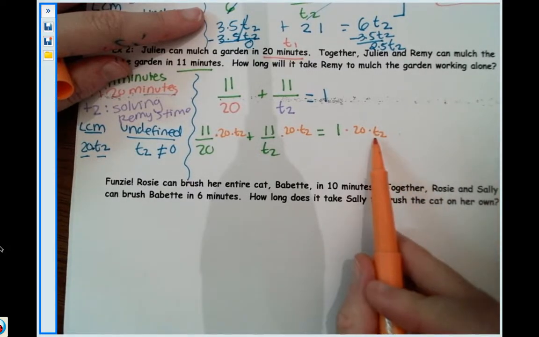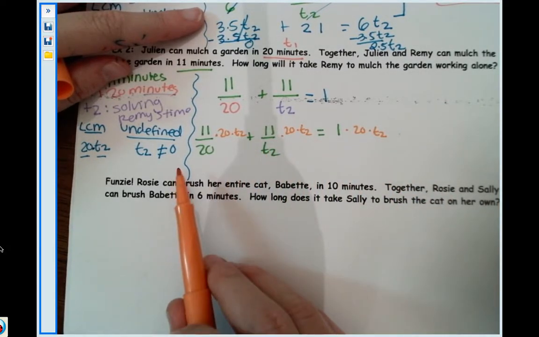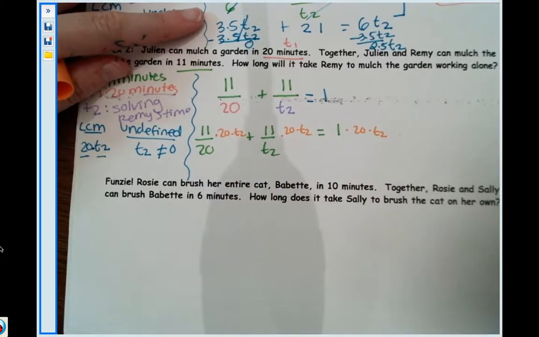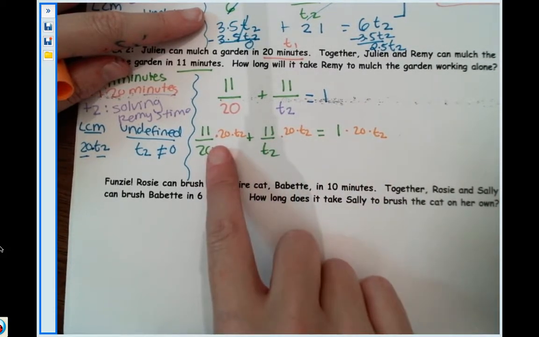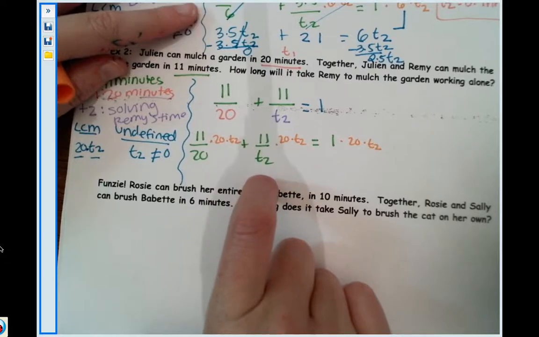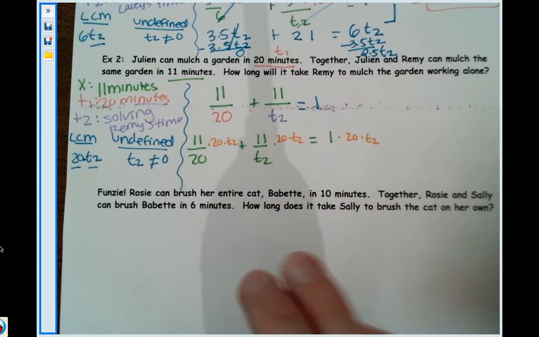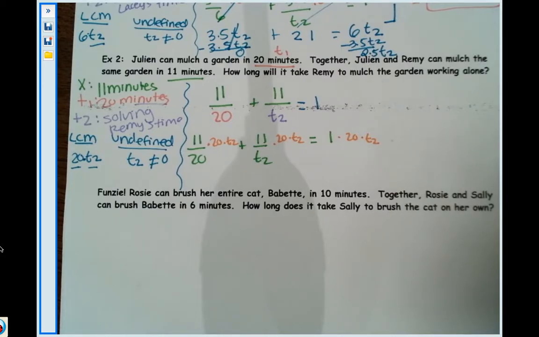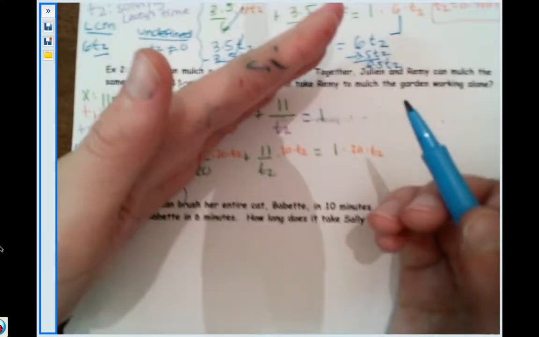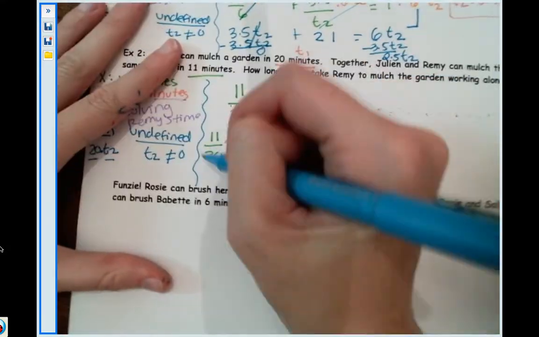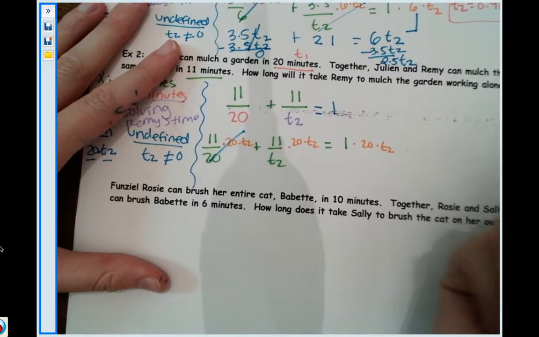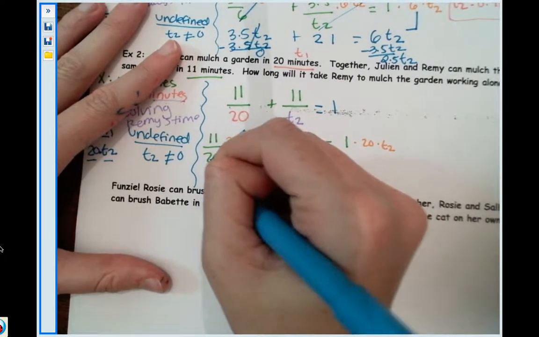And remember, you guys, anything separated by a multiplication is fair game to cross out. Only plus and minus signs will not allow me to cross out individual things. So watch yourself. So what is going to cancel out of my first fraction? What is in common in the numerator and the denominator? It is the 20. Bam, bam, bam. So my 20s cancel out, and I'm left with 11 and t sub 2.